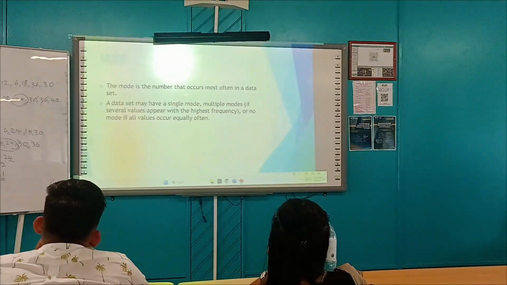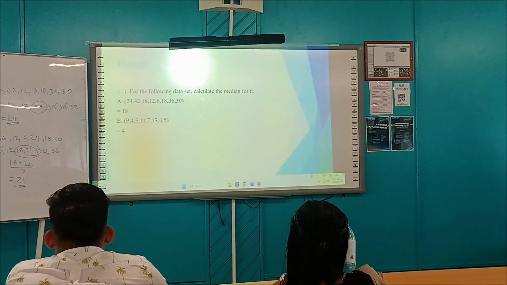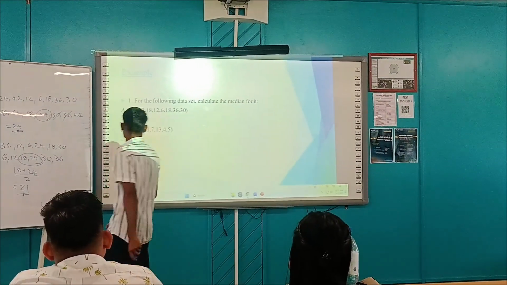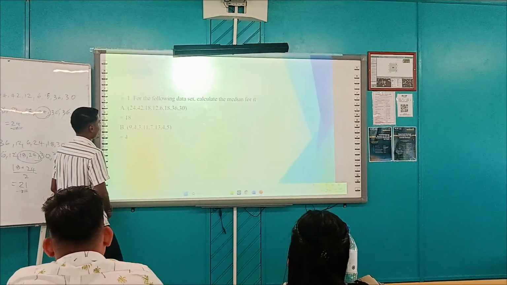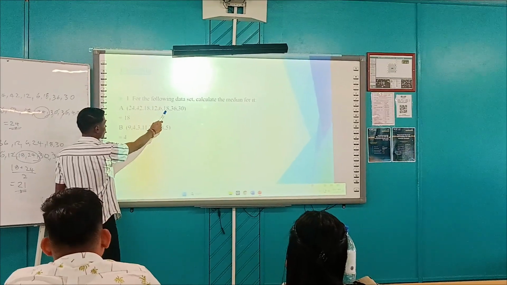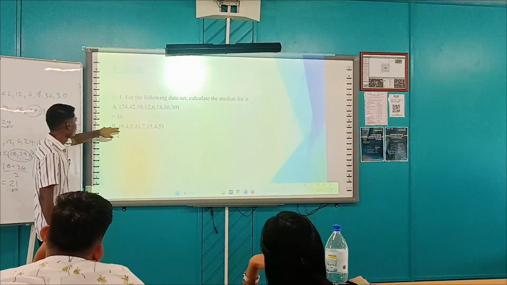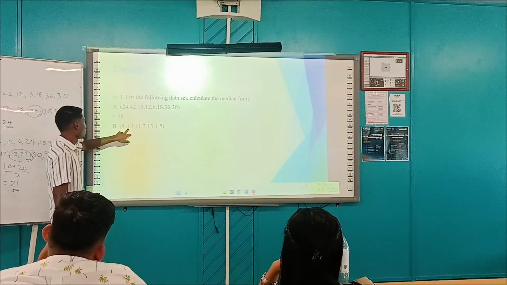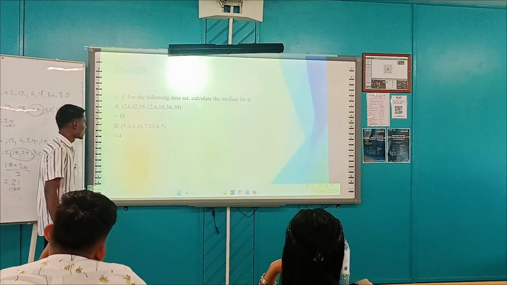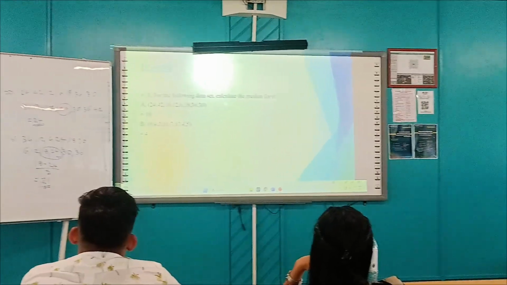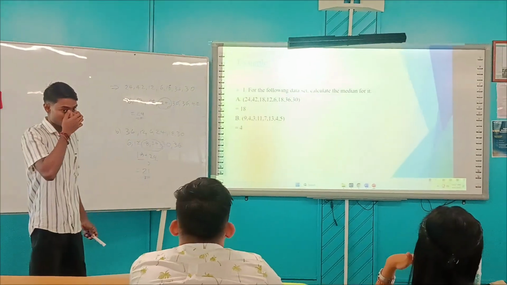For example, in this case, there is 18, which occurs 2 times. So we have a mode of 18 here, and in this case we have a mode of 4. So the mode is 4. Do you understand? Good.